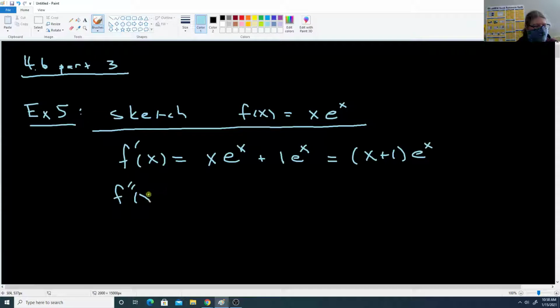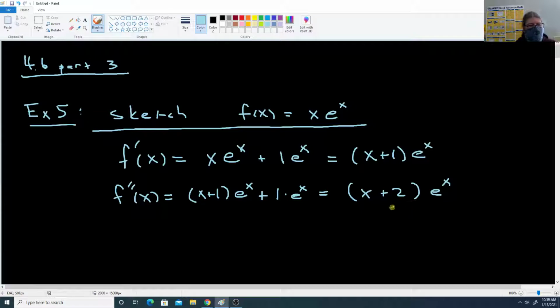So we'll get our second derivative, which we're going to base off the derivative of this. We'll leave the x plus 1 alone. We'll take the derivative of e to the x, which is itself. And then we'll take the derivative of x plus 1, which is 1 times e to the x. If we factor the e to the x out, we're left with x plus 1 plus 1. So we're left with x plus 2 times e to the x.